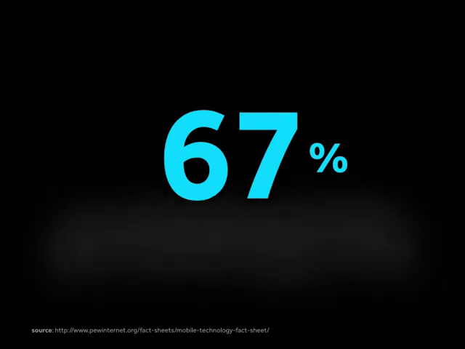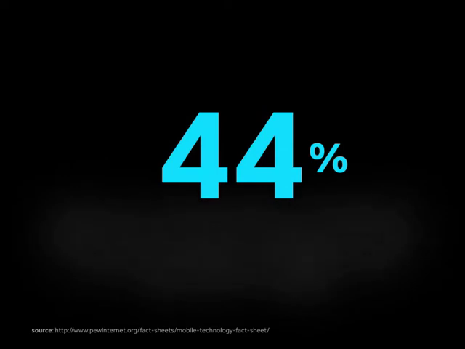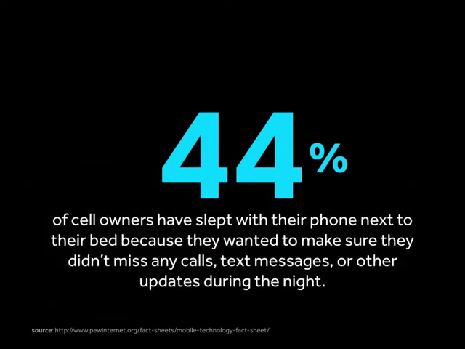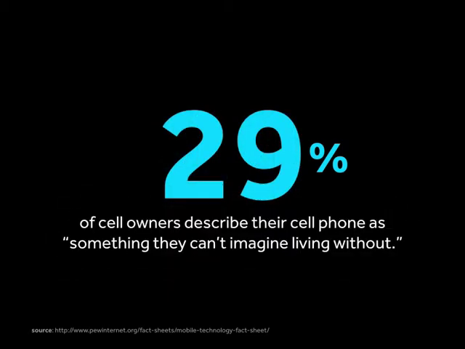Next, 67% find themselves checking their phones even if they don't hear a notification or alert going off. I definitely do that. Numbers get a little bit crazier here. 44% sleep with their phone next to the bed because they're afraid that they're going to be missing something while they're sleeping. I definitely find myself doing this. 29% of people refer to their cell phone as something that they can't imagine living without.